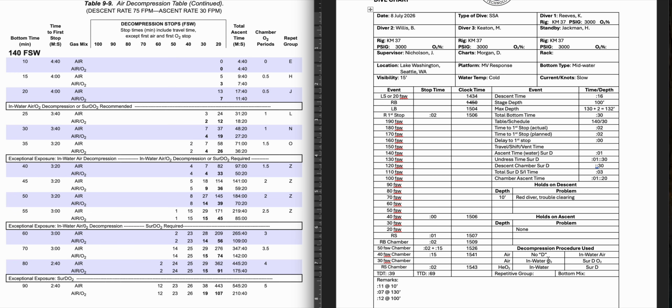Nice. Alrighty, so we completed a 1:40:30 table. That means our repet group is November. We're going to put that down here. We did a Sur-D O2 decompression dive, which means we're going to go ahead and circle that. I don't have the circle tool on hand, so I'm just going to go ahead and highlight it. And then our bottom mix is what we were breathing in the water. That was going to be air. And with that, our chart is now complete.